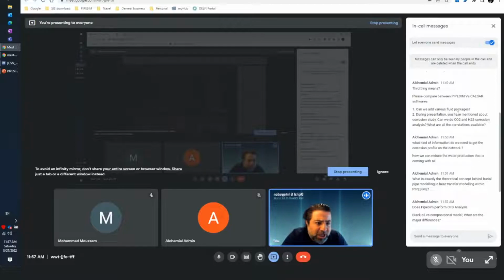In your presentation, you mentioned the corrosion study. Can we do CO2 and H2S corrosion analysis? What are all the correlations available? As I said, we have the DWORD model as default, and we have a new corrosion model called TPA, standing for Trusted Pipeline Advisor. Trusted Pipeline Advisor is based on DWORD, but it takes into account various additional parameters that will adjust the corrosion rate.